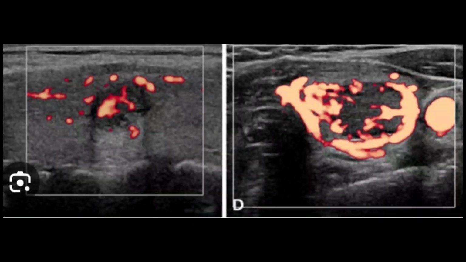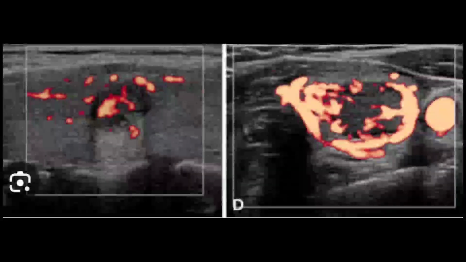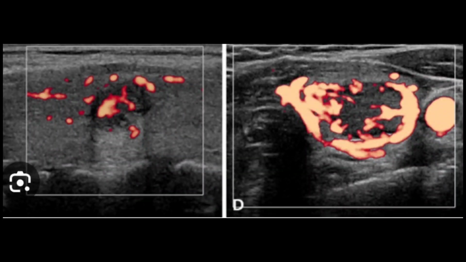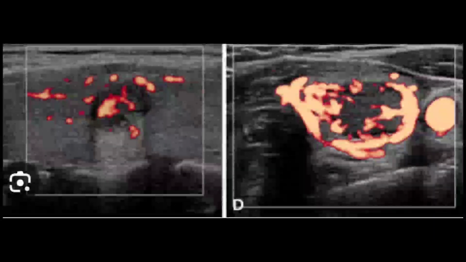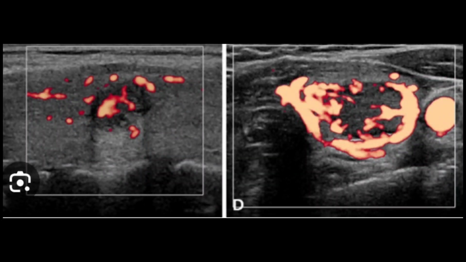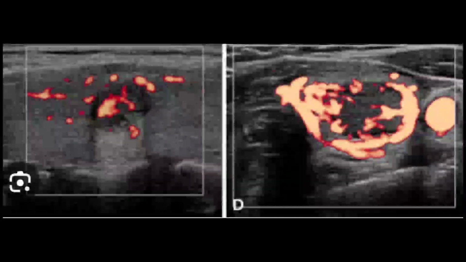Another criterion for the U3 classification of a thyroid nodule is mixed vascularity. You will be able to appreciate both central and peripheral vascularity. Peripheral vascularity is usually seen in benign nodules if it is only in the peripheral area. But if you notice both peripheral and central vascularity, this would fall in the category of U3 nodules. So here in this image you can appreciate both central and peripheral vascularity. Doppler imaging shows vascularity in the central and in the peripheral part as well.